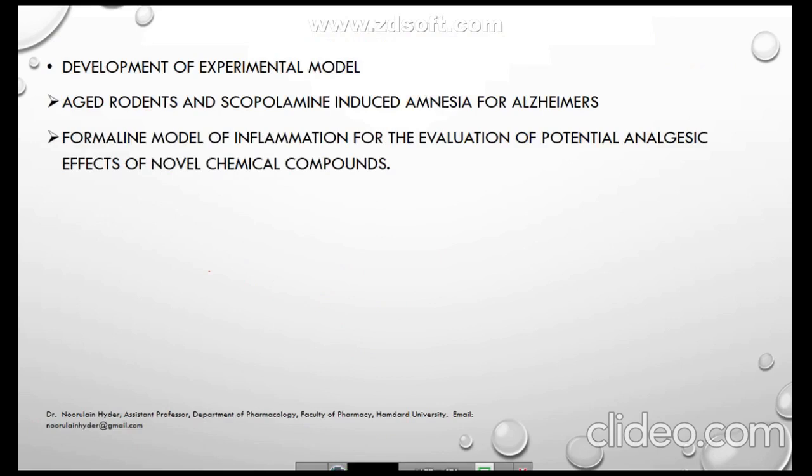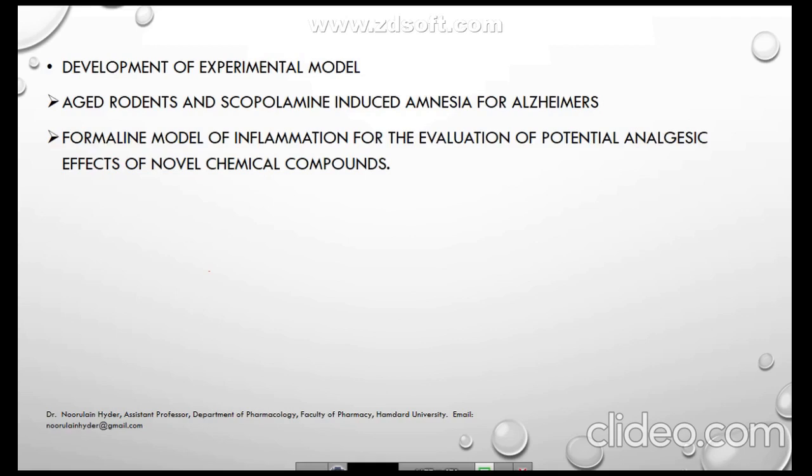Next, most important consideration is the development of experimental model. Different models are required for the experimental purpose according to the objective of study. For example, aged rodents. Rodents, what are rodents? Rodents are rats, mice, the animals which have the front teeth which are sharp, very sharp. For example, rabbits, rats, mice, guinea pig, hamster, they all are rodents.